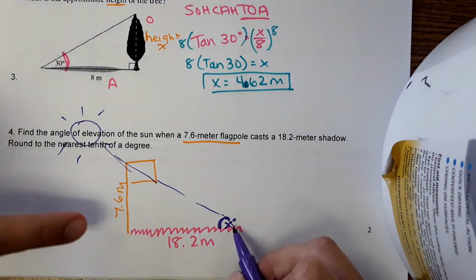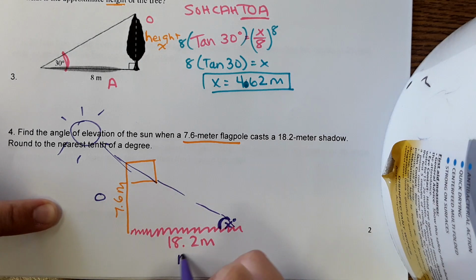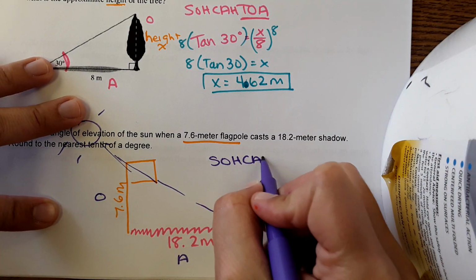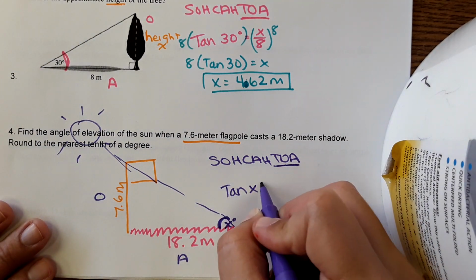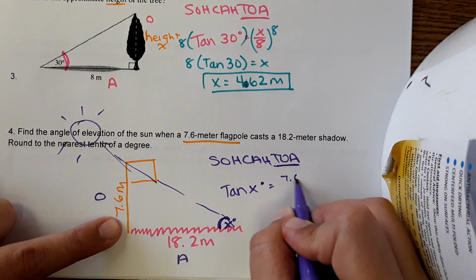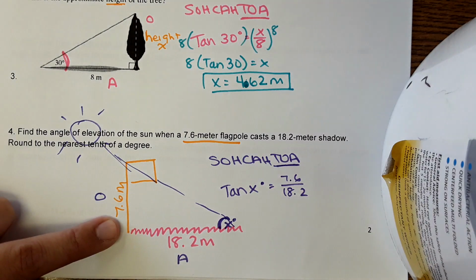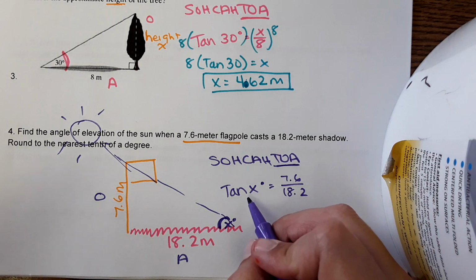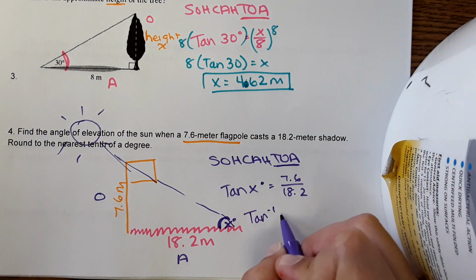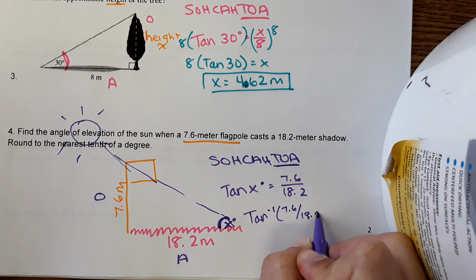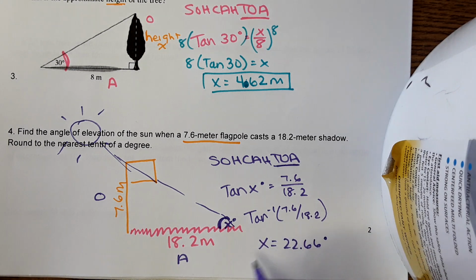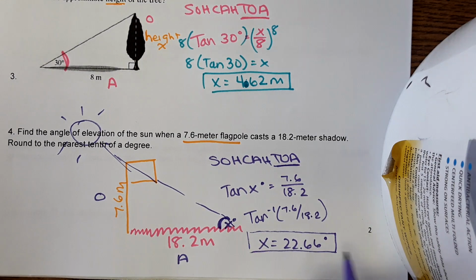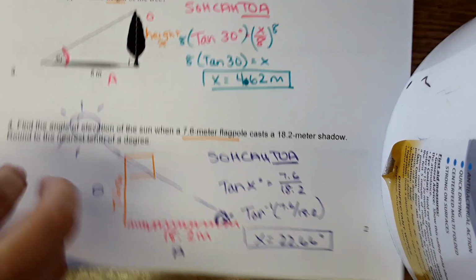Okay, so to find this, we have opposite and adjacent. So using SOHCAHTOA, opposite and adjacent, we're going to use tan. So tan of x degrees is 7.6 over 18.2. And then in the calculator, we'd have to do second tan or inverse tan, tan to the negative 1, 7.6 over 18.2. And you get x equals 22.66 degrees. Next page.